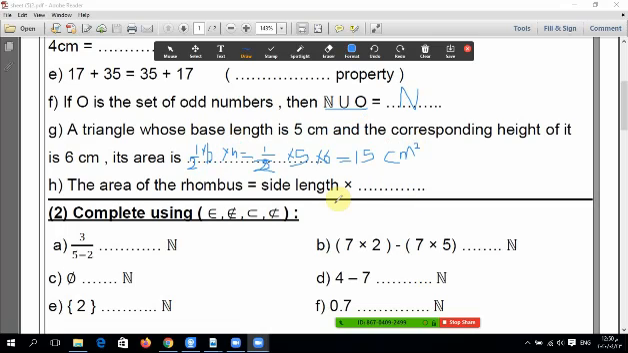Yusuf, the area of a rhombus equals side length times height. The side length is like the base, we said it. Yes, okay. Let's move to the next one. 3 over 5 minus 2 equals, and we choose belong, not belong, subset or not subset.